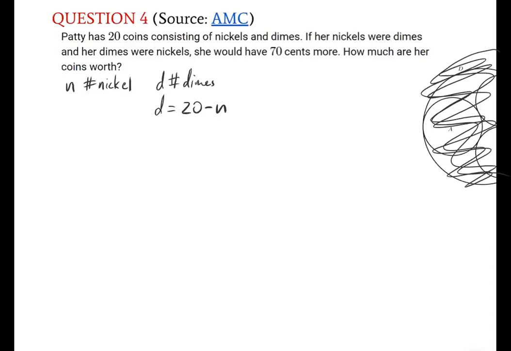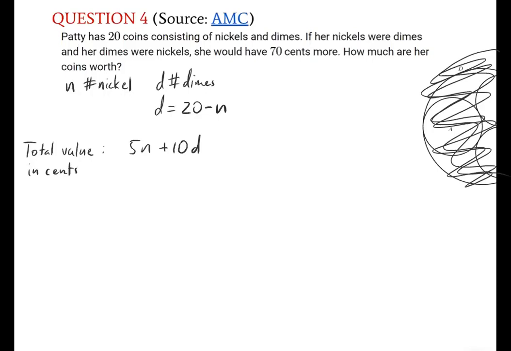So to calculate her total amount, her total value can be expressed as 5 times n. 5 is the value of a nickel, 5 cents, plus 10 times d. 10 is for a dime. Dimes have 10 cents. Okay, this is the total value in cents, by the way.